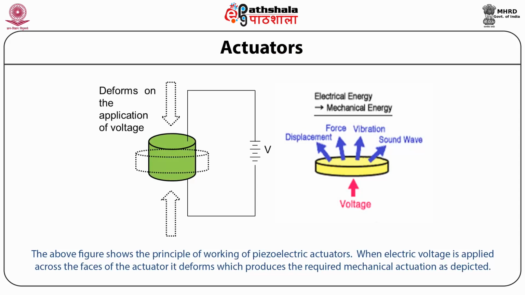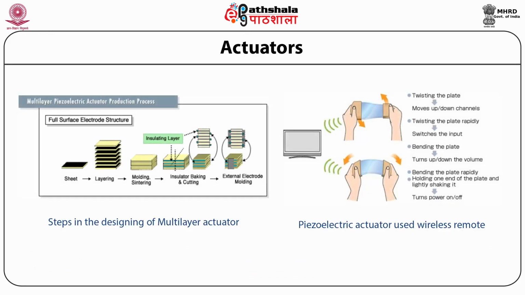Now, as you can see, when we apply a voltage, it deforms. That is, when the electric voltage is applied across the faces of the actuator, it deforms, which produces the required mechanical actuation as depicted. Multilayer piezoelectric actuator production: this figure shows how a multilayer actuator is produced. We take a sheet and place the layers, that is layering, then molding and sintering. After molding and sintering, we bake and cut all the insulating layers, and then do the external electrode molding.